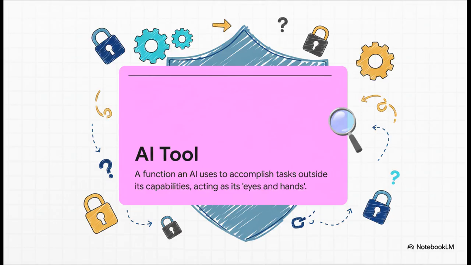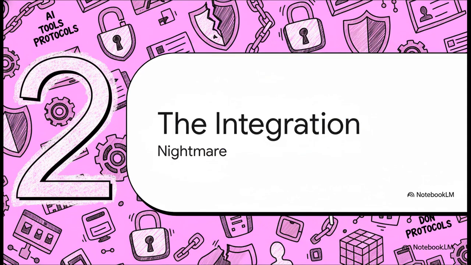Think of these tools as the AI's eyes and hands. A tool is just a simple function that lets the AI do one of two things. Either know something new, like fetching data from a website, or do something new, like actually making a purchase or sending an email. Okay, great. So tools are the answer.